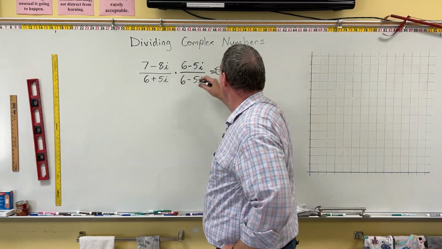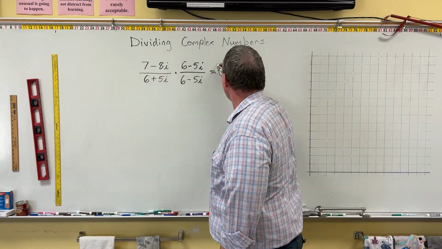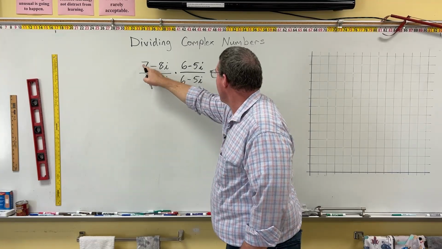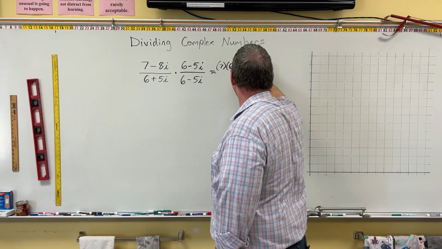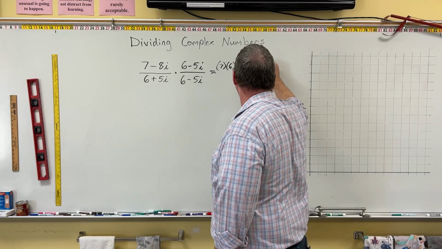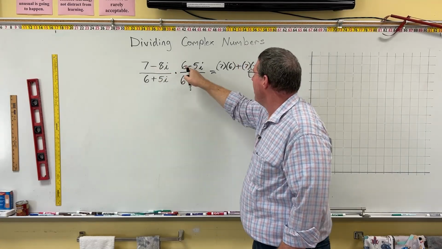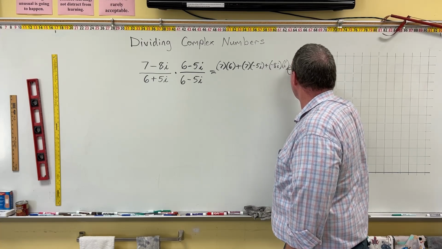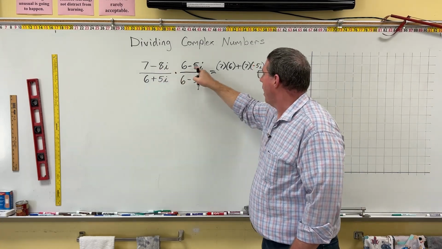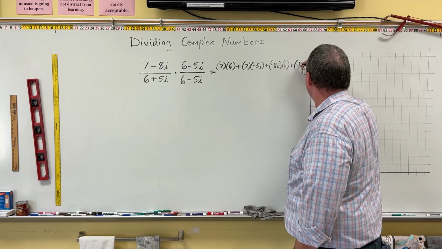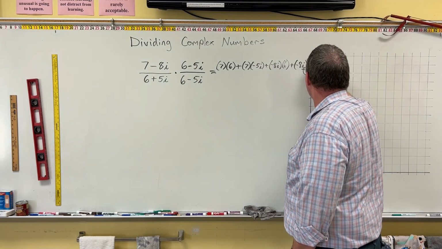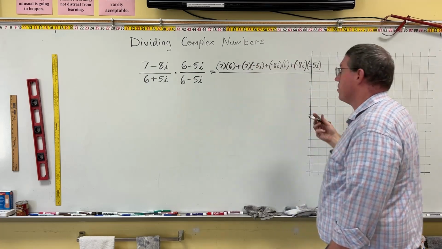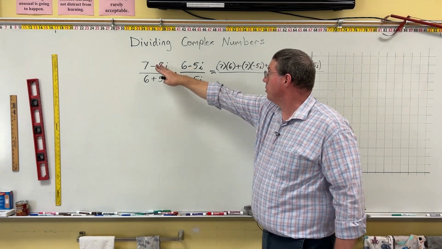So the numerator here is going to be 7 times 6, plus 7 times negative 5i, plus negative 8i times 6, plus negative 8i times negative 5i. That's the numerator. Yep, it's just a multiplication. It's just multiplying two complex numbers.